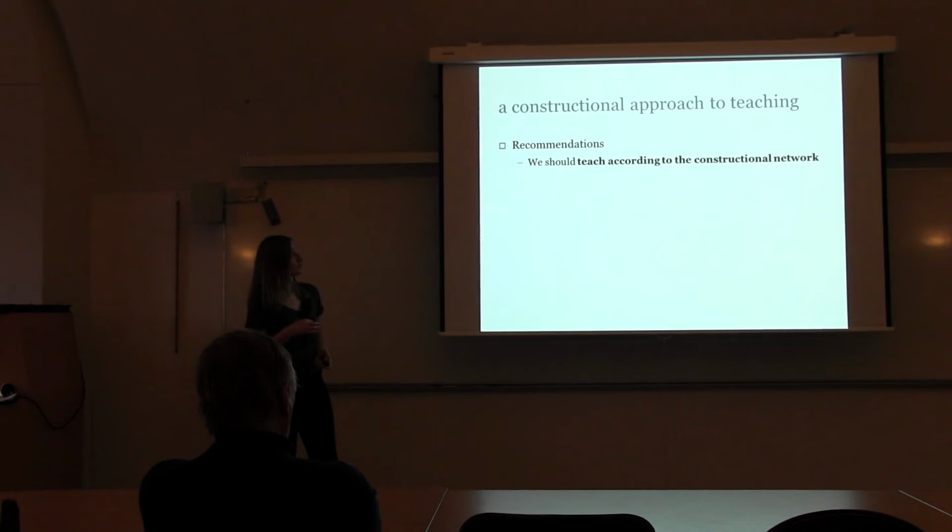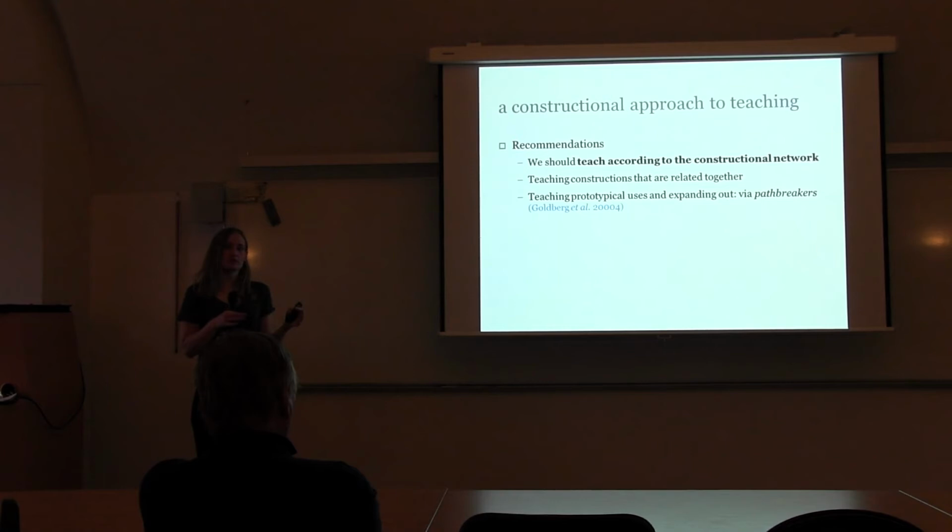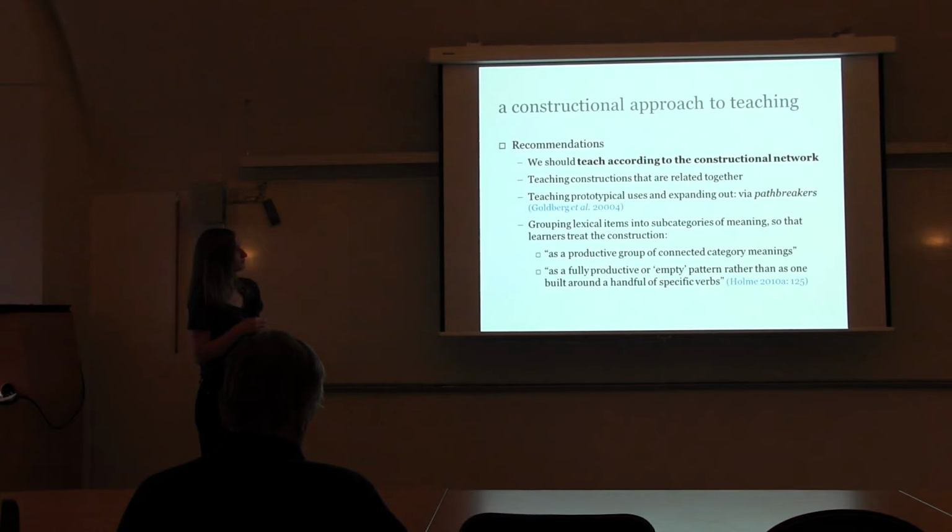Another recommendation is that we should teach according to the constructional network. And this can be broken down into several different recommendations. So one is that we should teach constructions that are related to one another together. Another is that we should try and teach according to the prototype. So because give is the prototypical ditransitive, we should teach that first before we go into more less regular coercive instances. These are called path breakers. But Holme says it's not always possible to find path breakers.